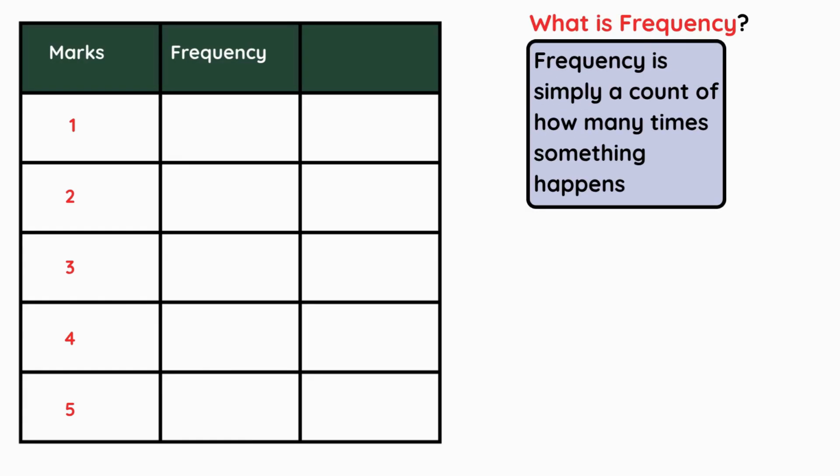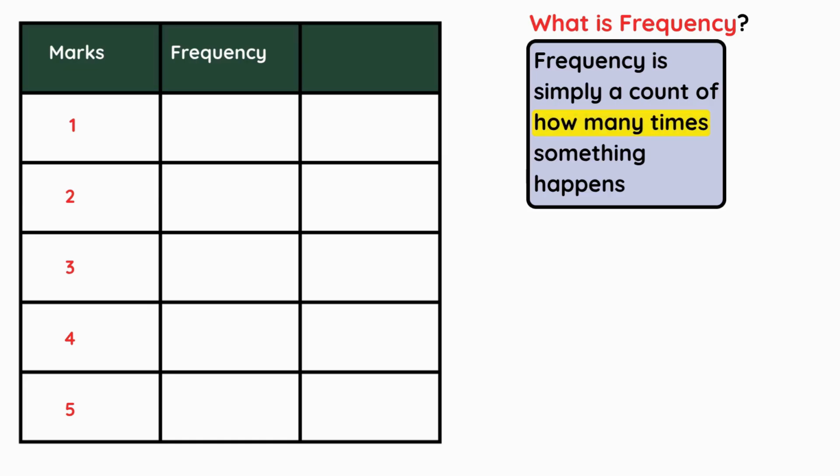In the first column, we'll write the marks. Let's list down the marks the students could have got. That is 1, 2, 3, 4, and 5, going down the column. In the next column, we'll write the frequency. Now what is frequency? Frequency simply means how many times something happens. In this case, how many students got each mark.